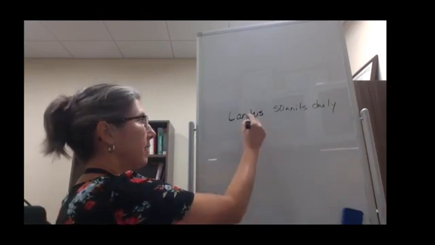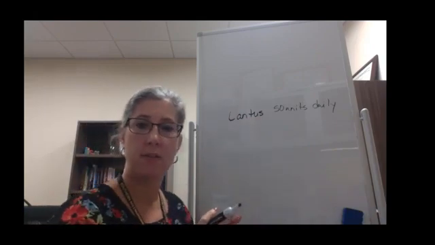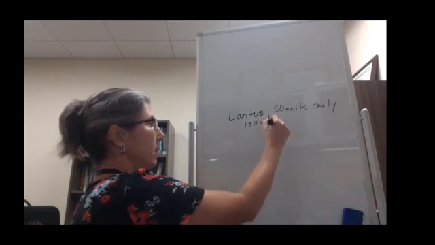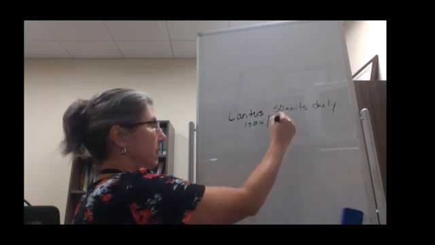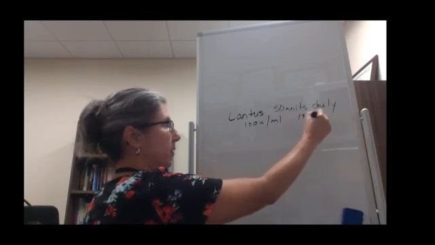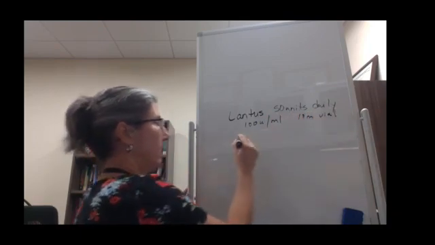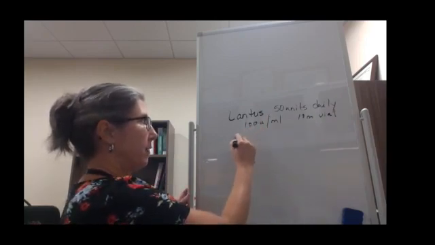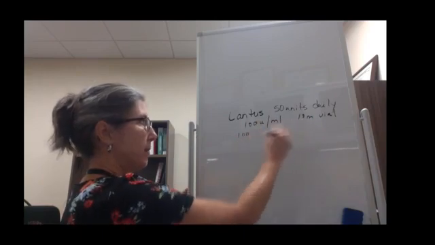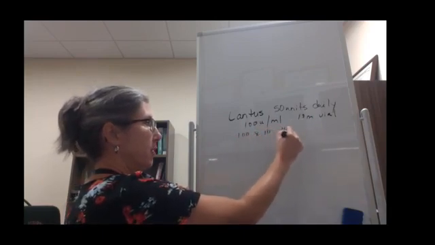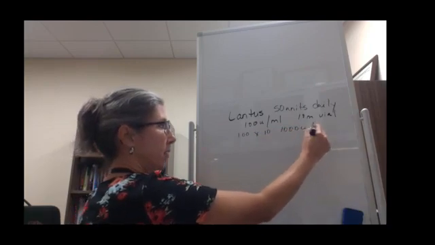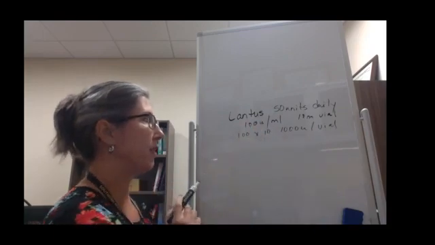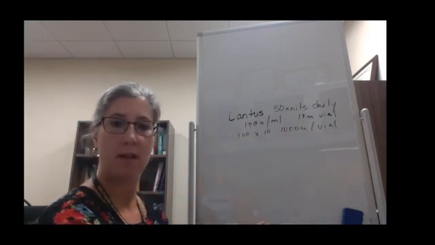So we know that Lantus comes in a vial of 100 units per ml, and it's a 10 ml vial. So if you calculate, 100 units times 10 is 1,000 units per vial. This person takes 50 units daily. So how do we know how many vials for them to have?